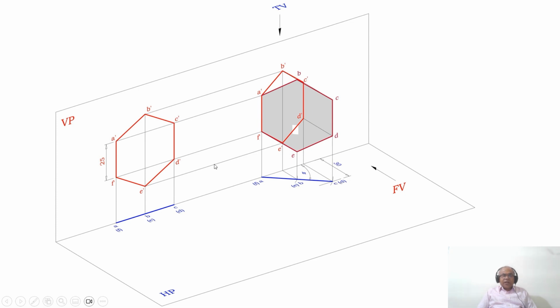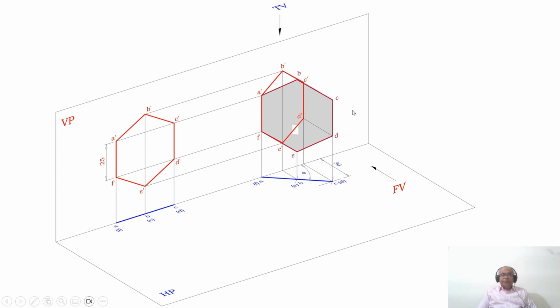As we rotate this, what happens? The image on the horizontal plane is getting rotated. So you can see that CD is in front of VP by 30 mm. As you look from the top view, here the surface is inclined to VP and perpendicular to HP. That is the reason why you are getting a line in the horizontal plane.